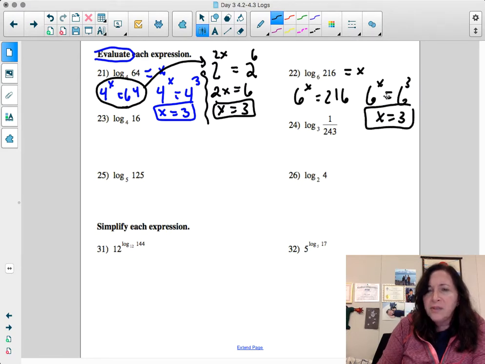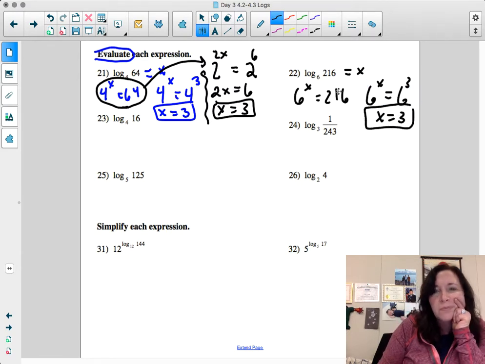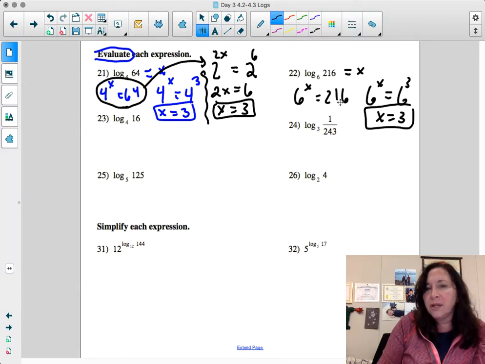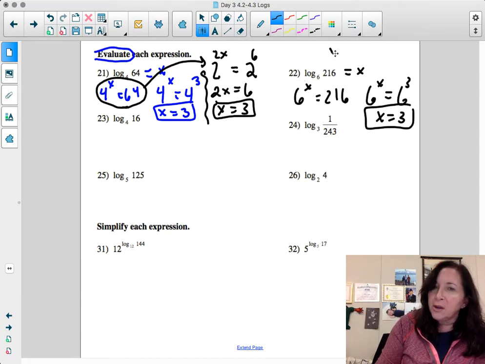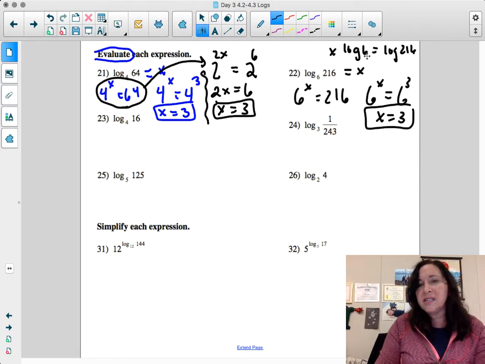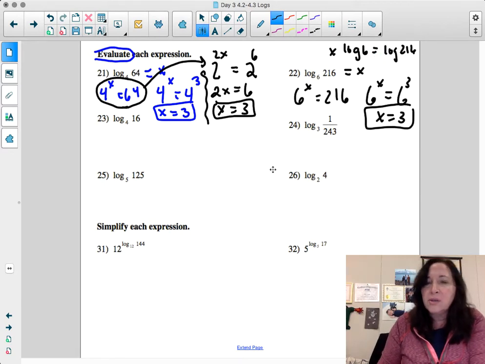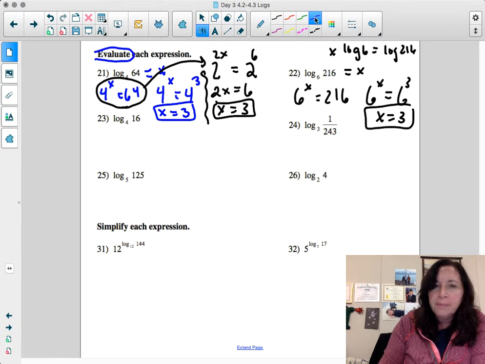I do want to say that if I didn't have a calculator, or actually I would need a calculator, another way I could do that is to bring that x to the front. I could say x log 6 is equal to log 216. And so x would be equal to log 216 divided by log 6, and I'd still get x equals 3, but it's just another way to do it.